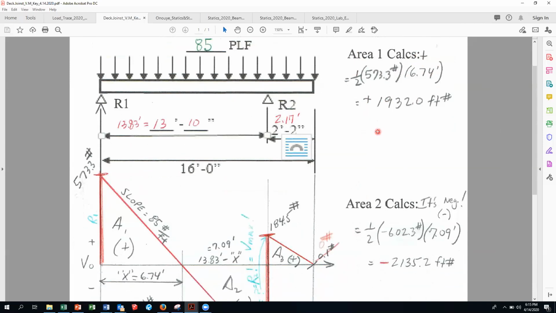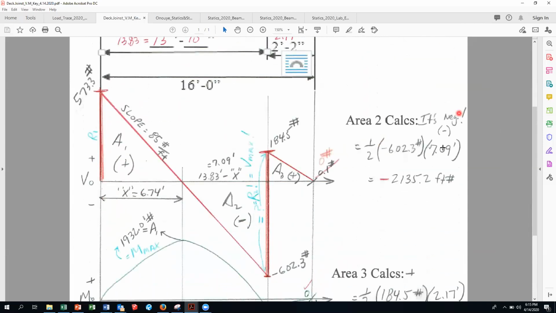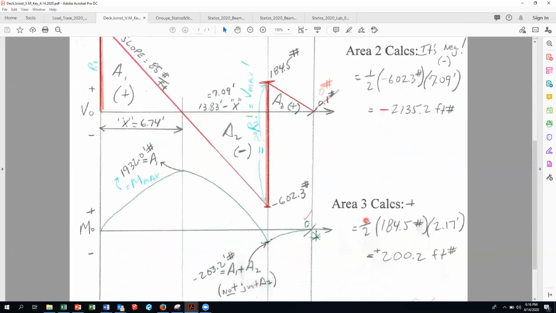So that's area 1. Area 2, it's negative. It's 1/2 minus 602.3 times that 7.9. That's negative 2135.2 foot-pounds. Area 3, it's positive. It's very small. 1/2 base times height, which is now 1/2 shear times distance. Foot-pounds. Positive 202.2.